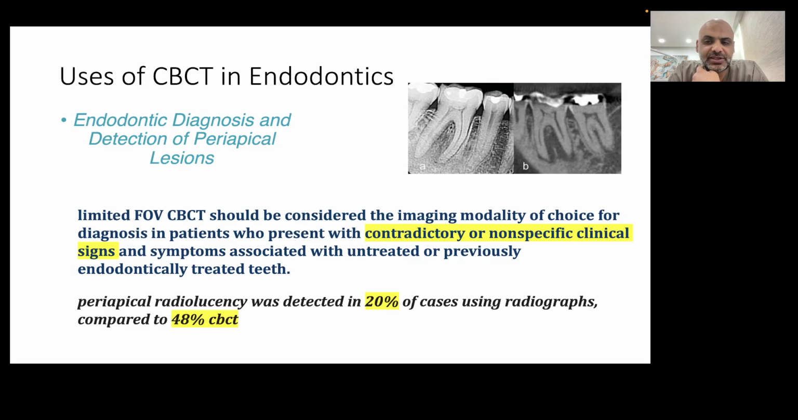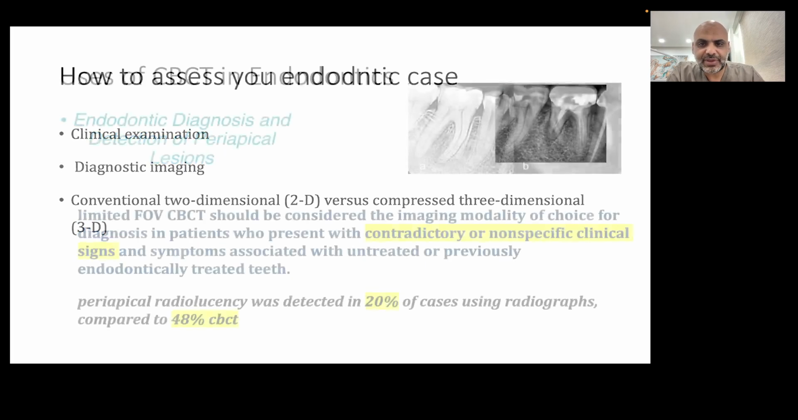في multiple studies فرجت إنه chances to detect the periapical lesion using the CBCT is much higher than the periapical X-ray. احنا عندنا تقريبا 50% of the cases we can see the lesion on the CBCT, and less than 20% of the cases we can see the lesion on the conventional X-ray.